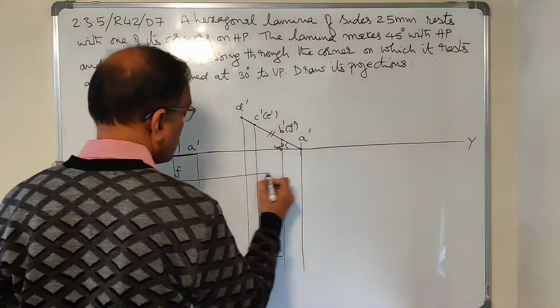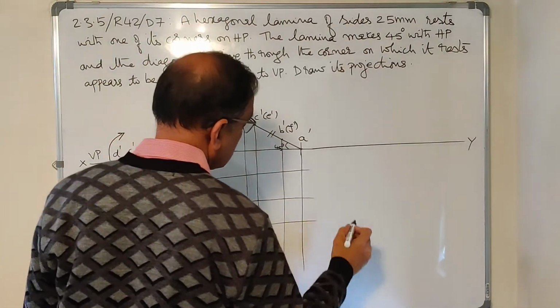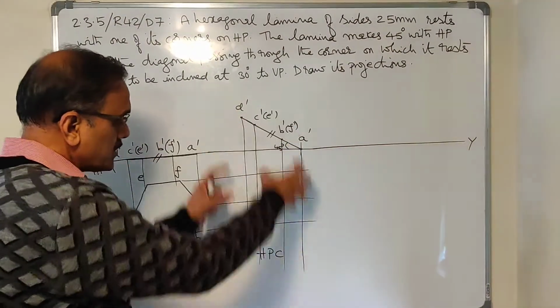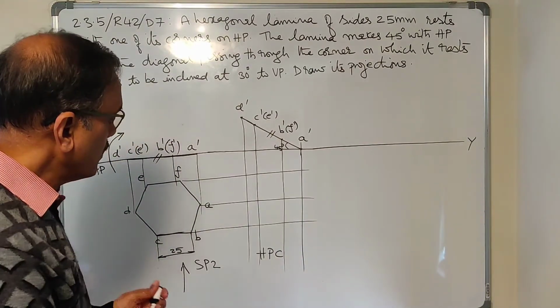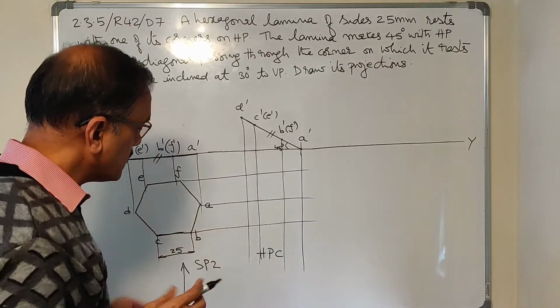Draw the locus lines from here. All these lines will be drawn light, thin, manually when you are drawing also. Okay, so the projectors and the locus lines should be drawn light. Only the top view and front view should appear dark here. Make sure that it is practiced.